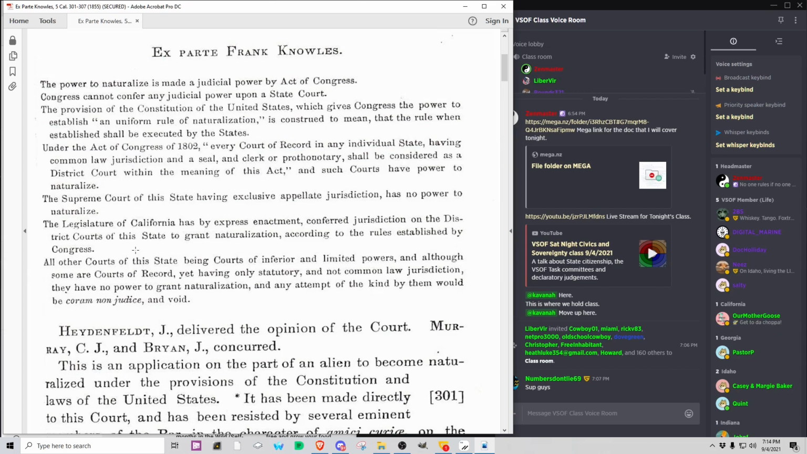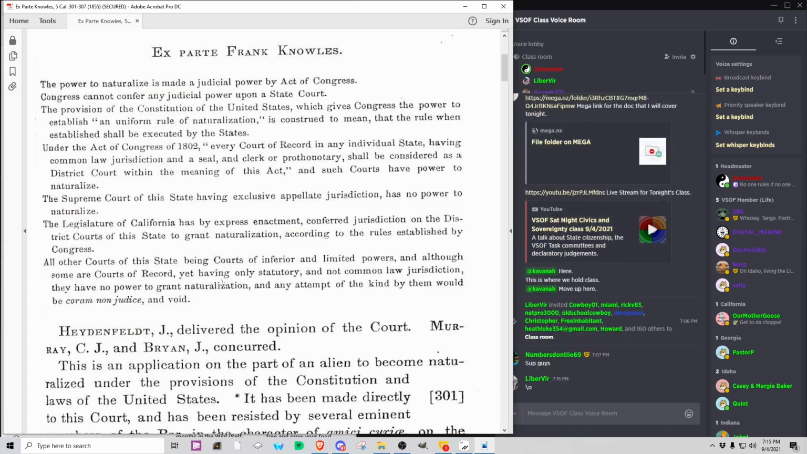All of the courts of this state being courts of inferior and limited powers, and although some are courts of record, yet having only statutory and not common law jurisdiction. So what is that showing you right there? It's that statutory and common law jurisdiction are completely different. Two different jurisdictions. Okay? They have no power to grant naturalization, and any attempt of the kind by them would be coram non judice and void. So coram non judice means it was never valid, right?